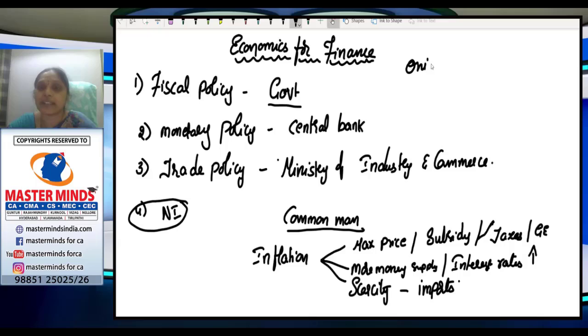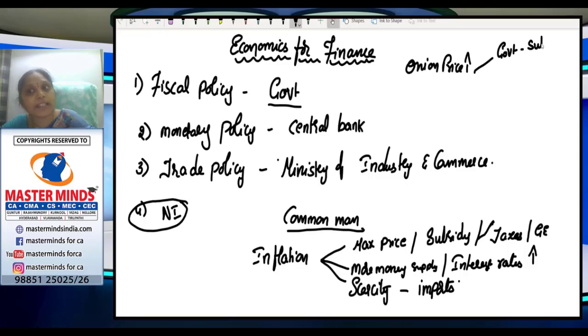Okay, ma'am, for these three chapters, I'll give one example. Onion prices increase. It's not inflation, because only one good's price increases. But I will tell you with an example. I told you, onion prices are increasing. Right, what will the government do?